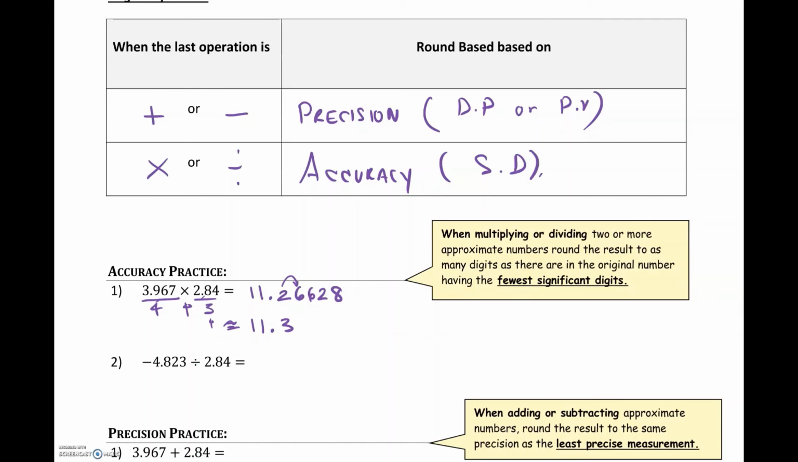Likewise, the second example, if we just do the division straight off, we get negative 1.698239. Now again, last operation is division, so we round based on accuracy or number of significant digits. This number has 3 significant digits, this has 4, so 3 is the least number of significant digits, so we round to 3, so it's negative 1.70. We are going to 3: 1, 2, 3. Look to the right, it's bigger than 5, so we add 1 to the end, it becomes 7 and 0. Okay.